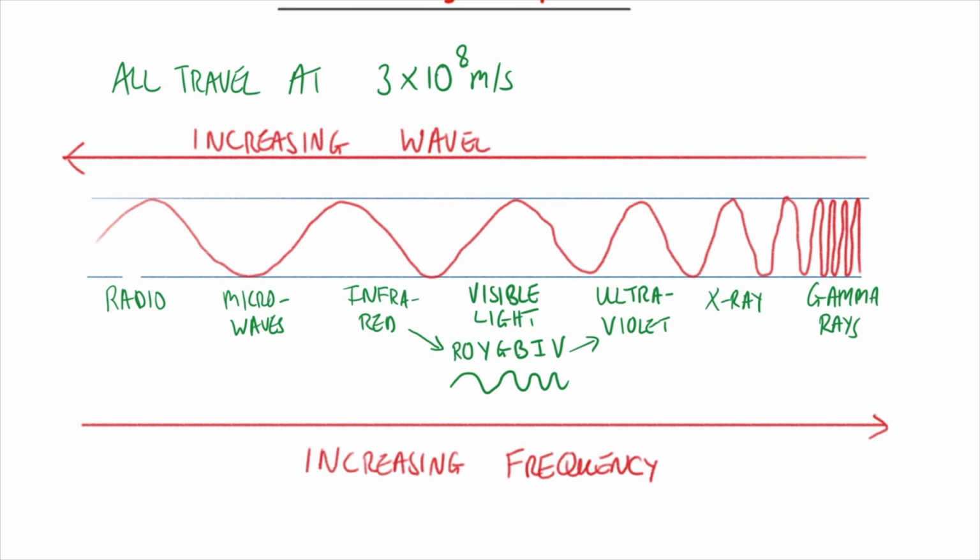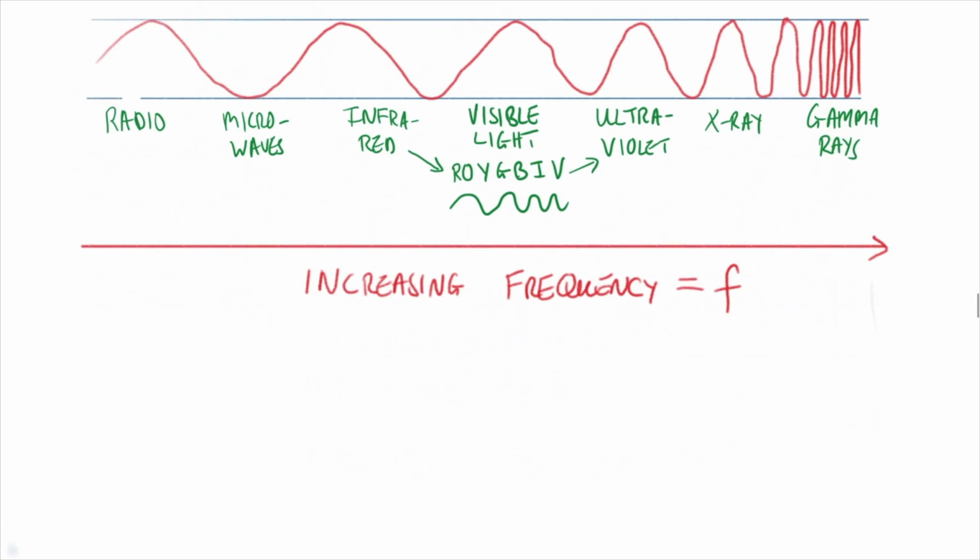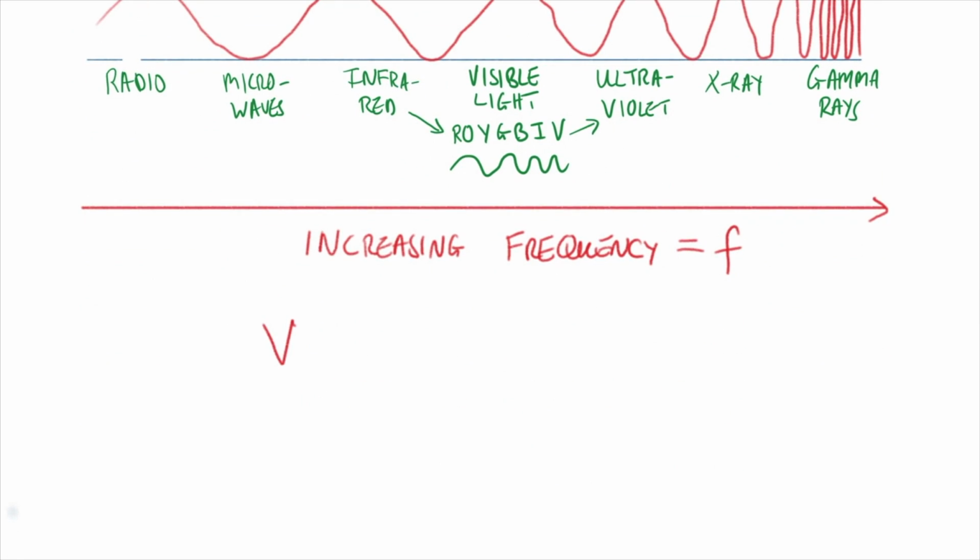Now I'll try and make sense of that for you. What we're saying then is, remember that's V, that's speed, that's lambda, and that's F. And from previous lessons, remember this, speed is frequency times wavelength. V is constant. So if the frequency goes up, then the wavelength has to come down, or vice versa.